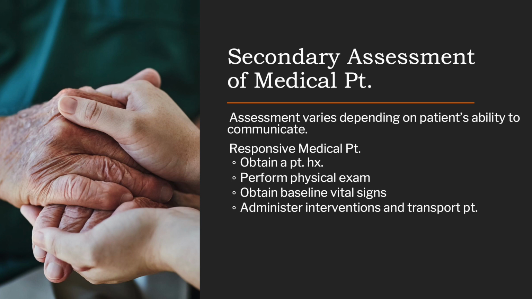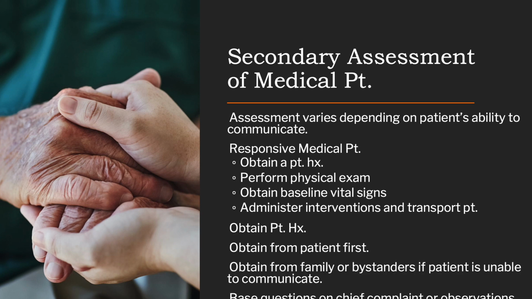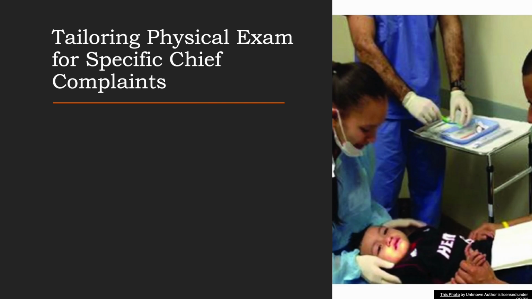Administer any interventions that's appropriate. So that same patient that's having abdominal pain, if they're nauseous, you guys could give ODT, or what's called, it's basically an oral disintegrating tablet. So it's a tab that goes under their tongue for nausea, and then transport. And then get their history and obtain from the patient first, then family if they're not able to do it.